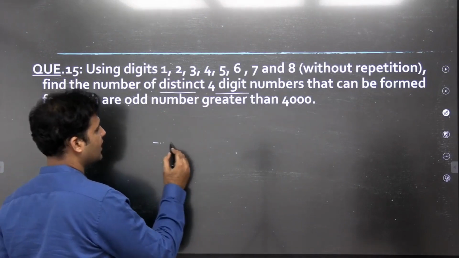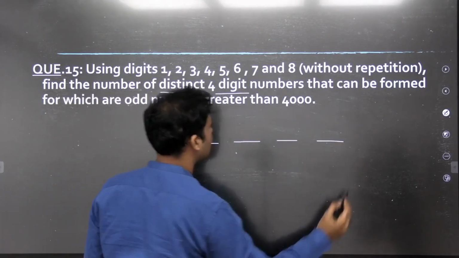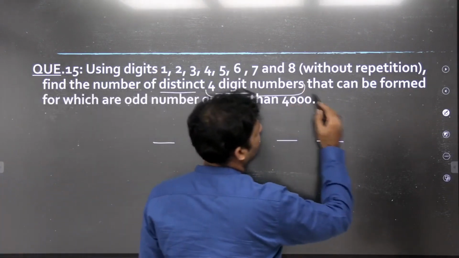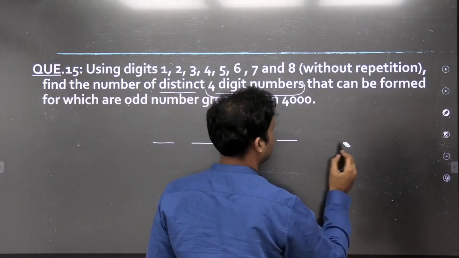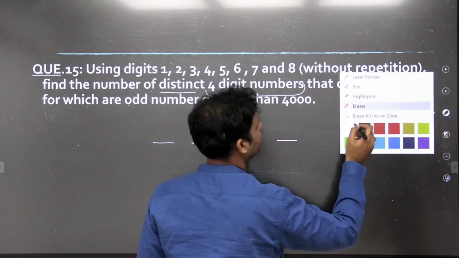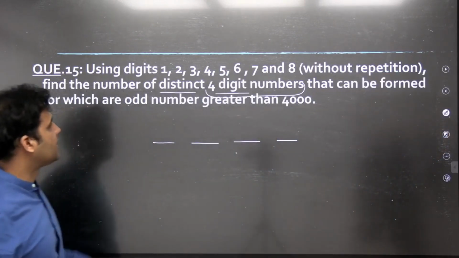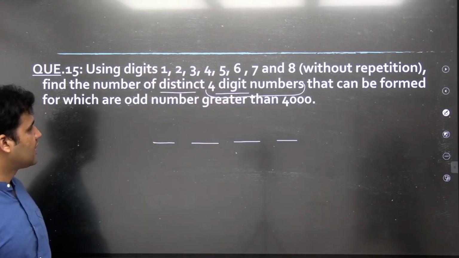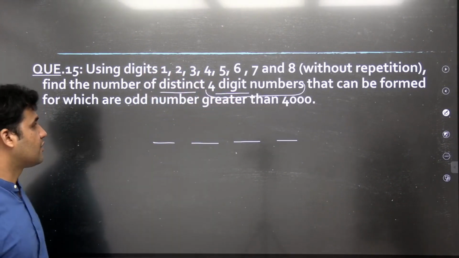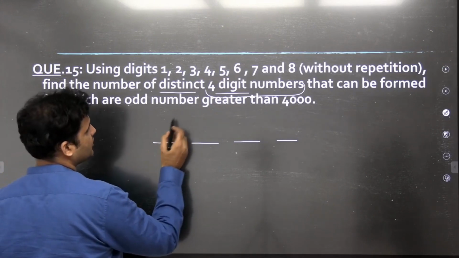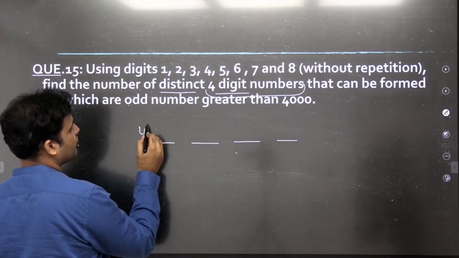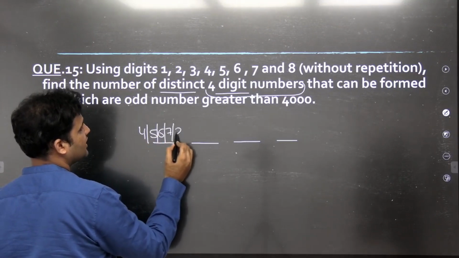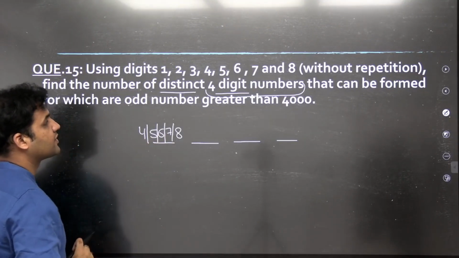So this is just for your practice, guys, and one similar question. What I'm supposed to make is a 4-digit number, guys. The number has to be a 4-digit number. And I can use any of the digits 1, 2, 3, 4, 5, 6, 7 and 8. It should be greater than 4000. If it should be greater than 4000, guys, the first place can be filled with 4, 5, 6, 7 or 8. That means this position can be filled in 5 ways.